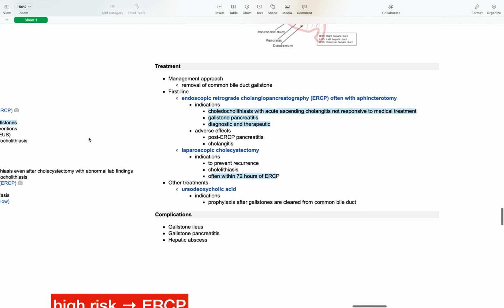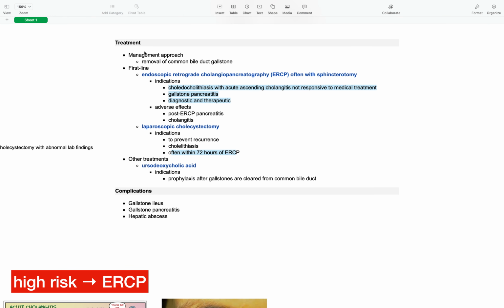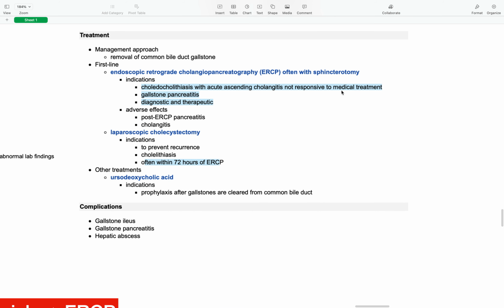So how are you going to treat choledocolithiasis? Management approach is removal of the common bile duct stone, right? So you do an ERCP, often with sphincterotomy, okay? So indication of ERCP is choledocolithiasis with acute cholangitis not responsive to medical treatment, gallstone pancreatitis, diagnostic and therapeutic.